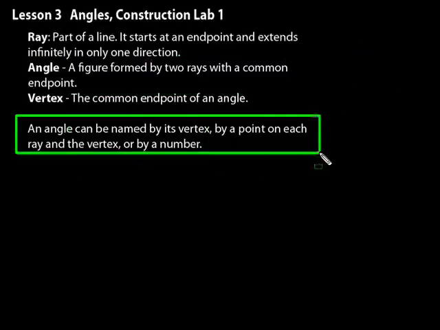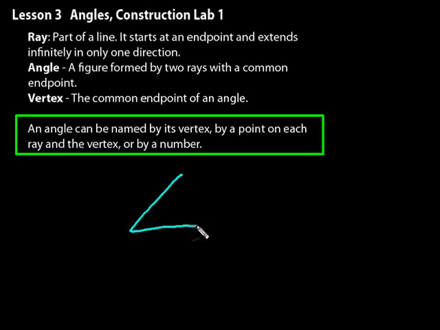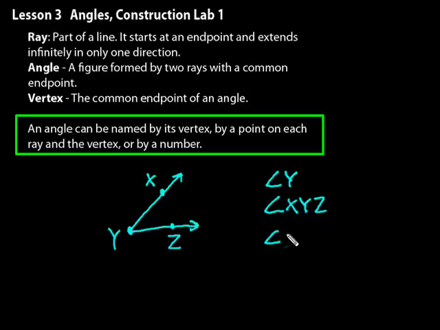So naming angles, we can name them by their vertex, by a point on each ray and the vertex, or by a number. So for example, this angle here, we'll call it X, Y, Z, and we could call that angle Y, naming it by its vertex. We could call it angle XYZ, and we could also just call it, let's say, angle number 8. That's the number we've assigned to that one. So three different ways you may see an angle named.